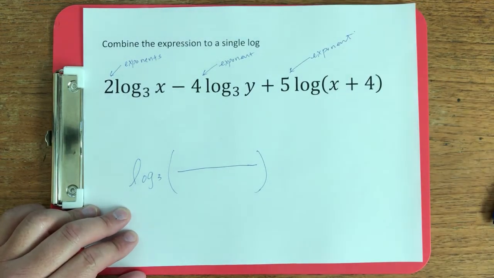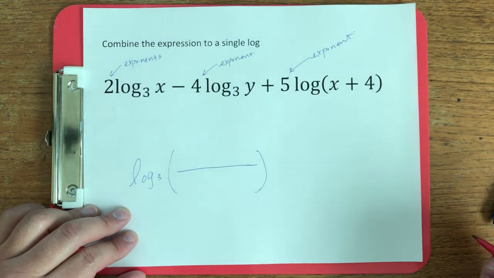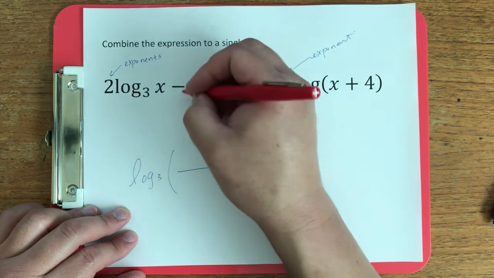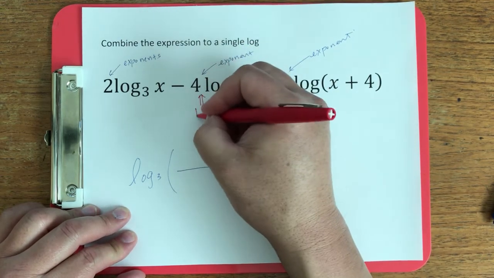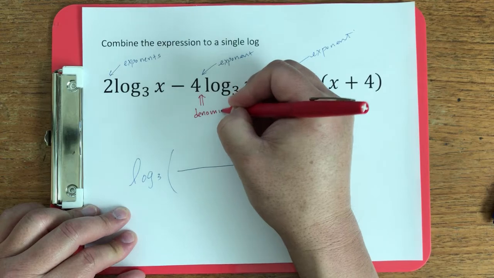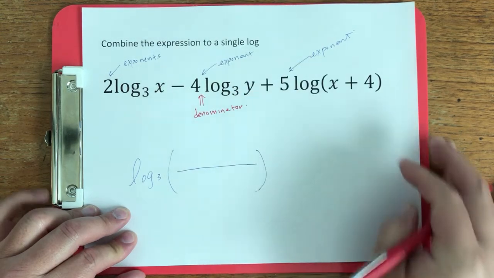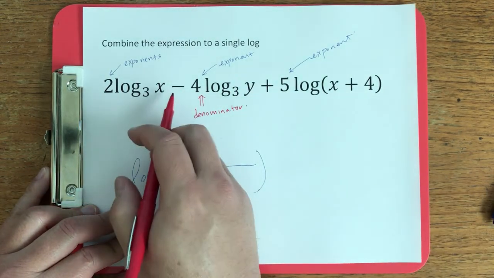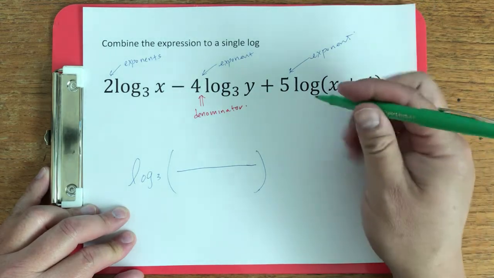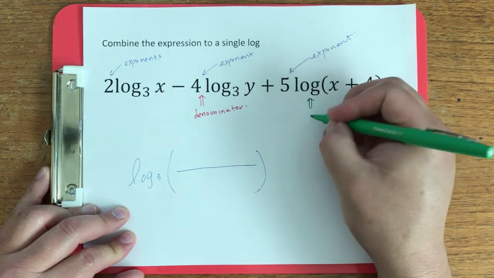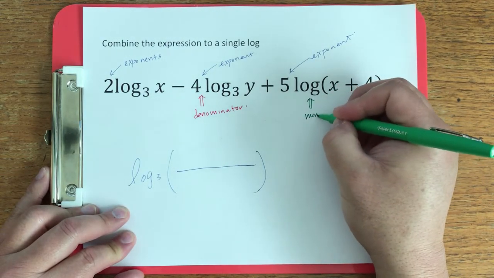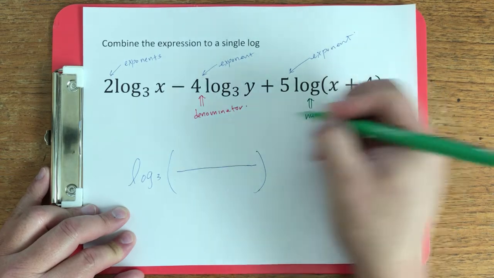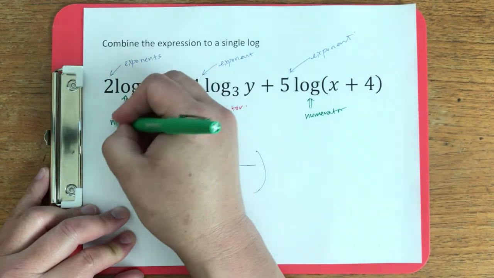Okay. We said that anything that's negative will go into the denominator. This is going to the denominator because it's negative. These two terms will go into the numerator because they're positive.